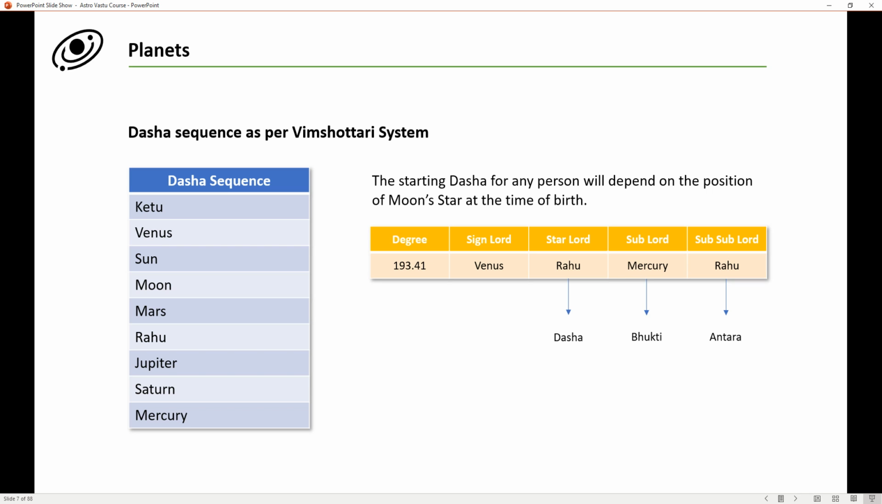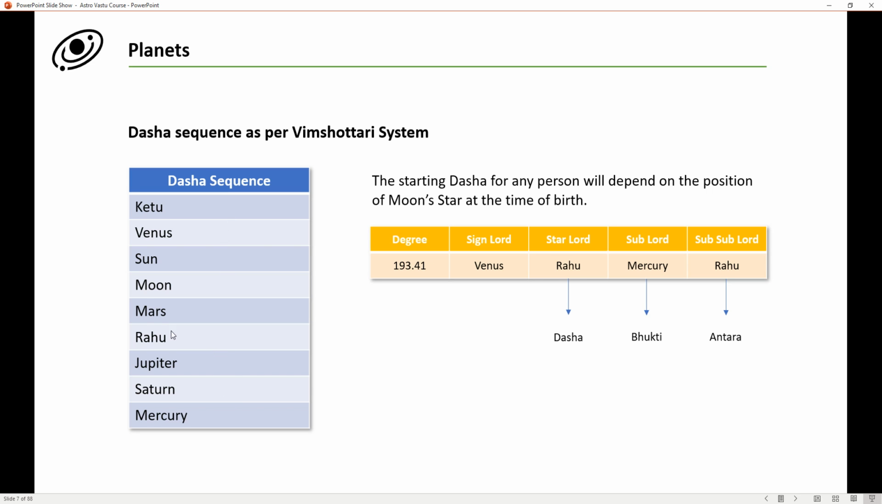As I said earlier, we follow the Vimshottari Dasha system in KP, and Vimshottari Dasha has a particular sequence. Now, when I say sequence, it's not the same as what I showed you earlier. This is the sequence in which the Vimshottari Dasha system goes. It starts with Ketu and ends with Mercury. So it's Ketu, Venus, Sun, Moon, Mars, Rahu, Jupiter, Saturn and Mercury. This is the order in which it goes.